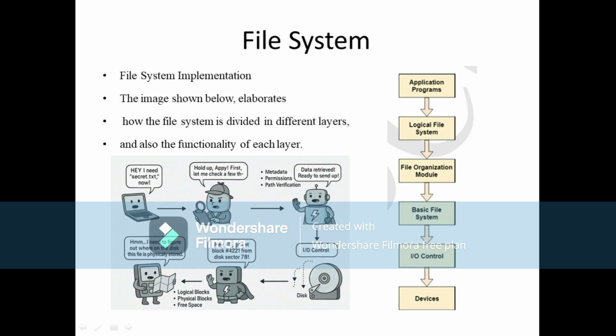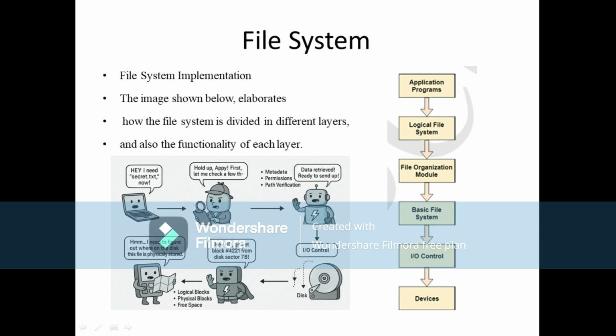So let us try to understand this layer system using this image. We have the application program here, and suppose this application program is trying to access secret.txt. It communicates with the logical file system, and the logical file system communicates with the file organization module and finds out the metadata of secret.txt. So all the information about the file, then the permissions on that file, as well as the path verification.